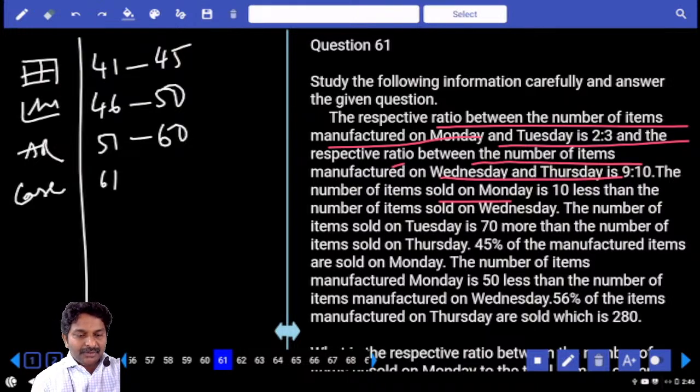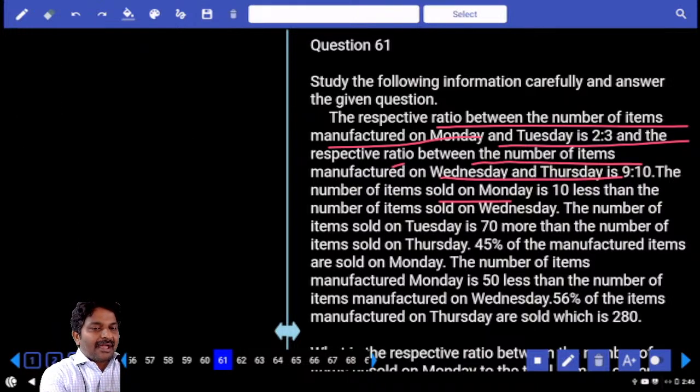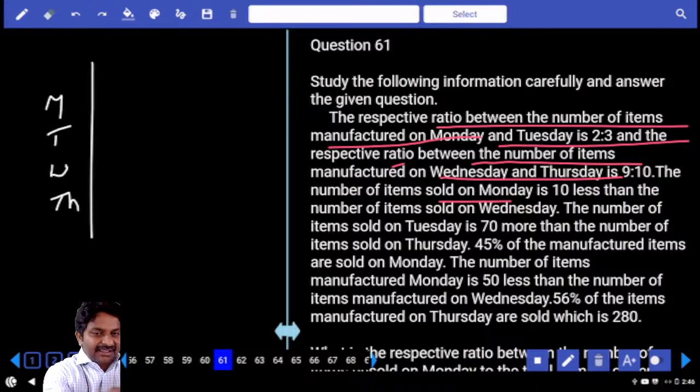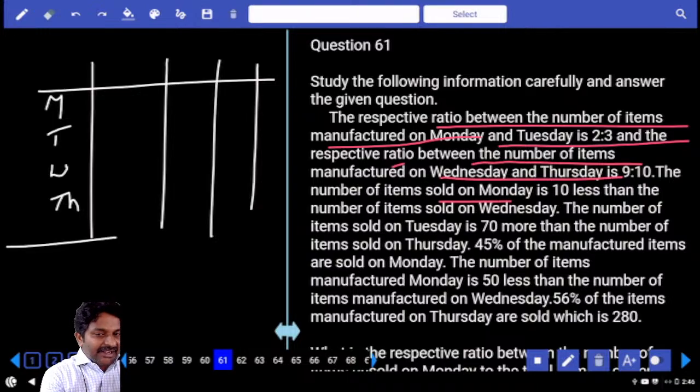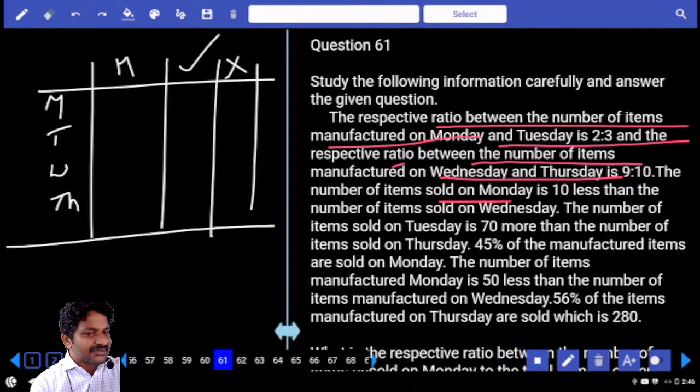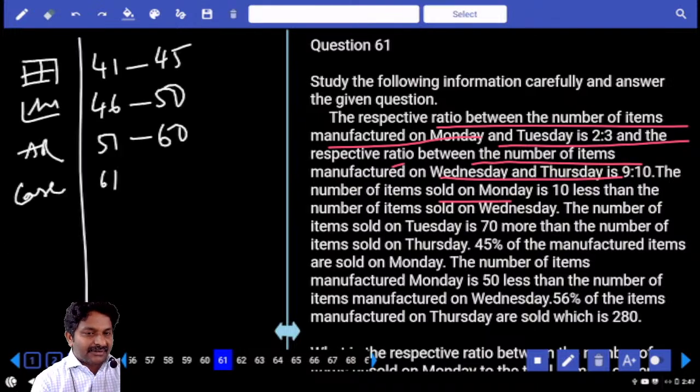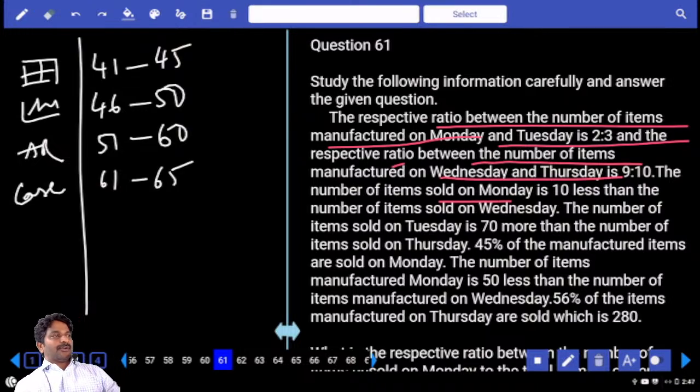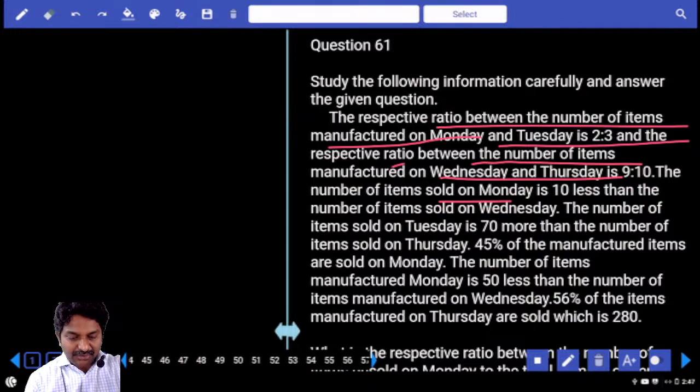So now for this, we are going to have a table something like this. Monday, Tuesday, Wednesday, Thursday, 4 by 3 table. Here manufactured, sold items and then unsold items. 4 into 3, 12 numbers will be there. This is also simple. Is it okay? Now tell me, out of these 4, what should we pick? Tell me question number. 46. Okay, let's go to 46.